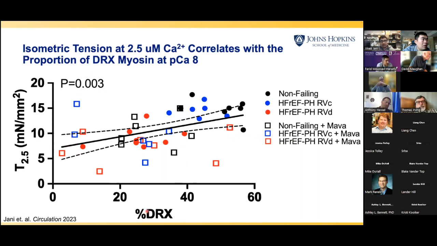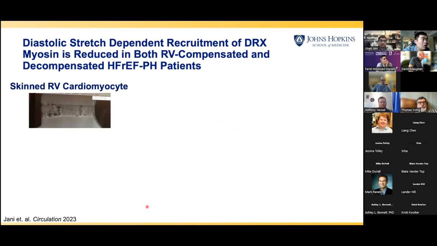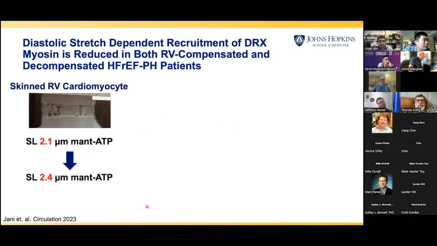So now that we've established that there seems to be a relationship between the percentage of DRX myosin we have at rest and isometric tension, we decided to look at the final behavior that we were interested in, which is the length tension relationship. To do this, we took the same skinned myocytes and performed the MANT ATP assay at two different sarcomere lengths. And again, these are paired experiments. So we took a myocyte, stretched it to 2.1 micrometers, acquired a MANT ATP fluorescence trace, and then we took that same myocyte, stretched it to 2.4 sarcomere length, and acquired a MANT ATP assay again.